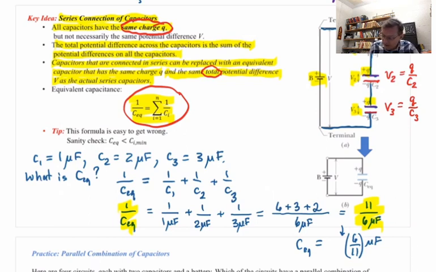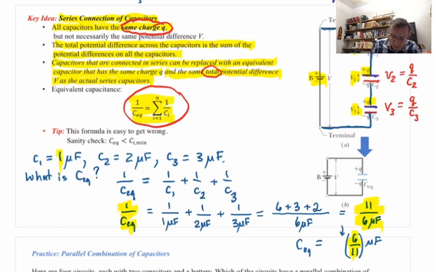Notice that result, 6 over 11, is smaller than the smallest of the individual C's I started with, which was 1. Right? 6 over 11 is smaller than 1. So capacitors in series end up giving you an equivalent capacitance that's smaller than what you started with.